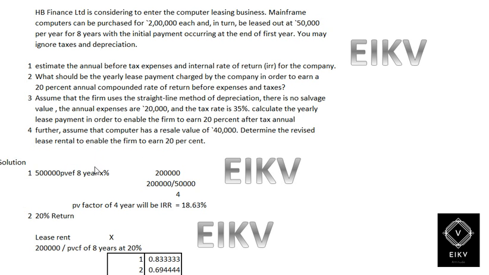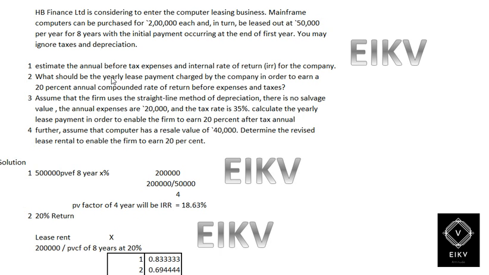Guys, going ahead with the solution. So here we have 50,000 as the EMI payment or annual payment. So 50,000 multiplied by the PV factor for 8 years would be 2 lakh. Therefore 2 lakh divided by 50,000 will give you 4. So when we check the PV factor for 8 years, the IRR would be 18.65%.